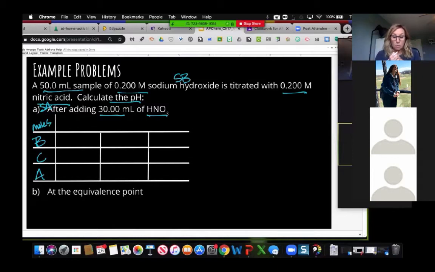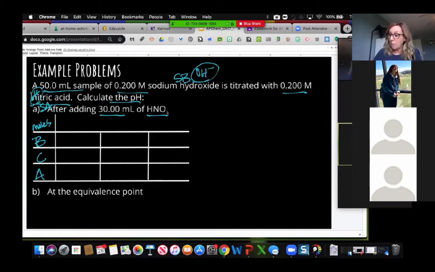So when we're doing this, when you use this BCA table for strong acid, strong base, the only things reacting are the OH minus from the strong base and the H plus from the strong acid. Because if you remember back when we talked about salts, the sodium doesn't affect the pH, and the other ion with the nitric acid, the NO3, doesn't affect the pH.